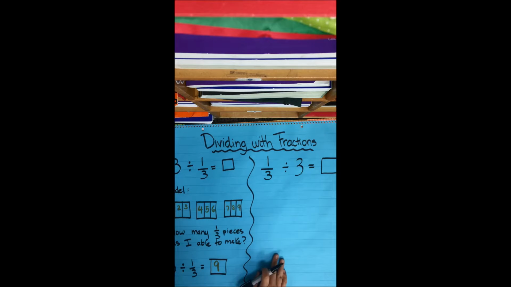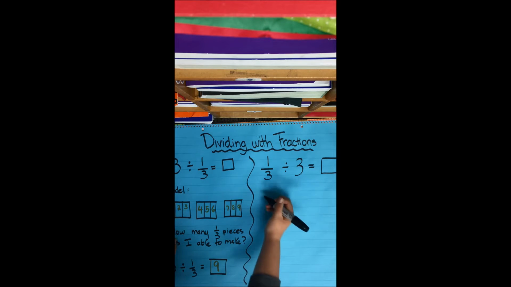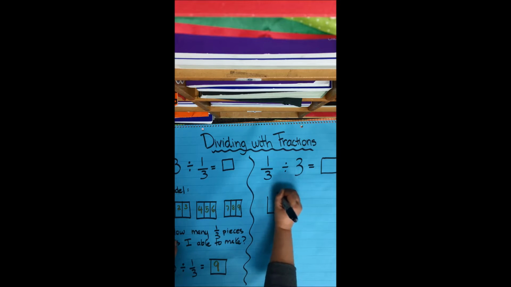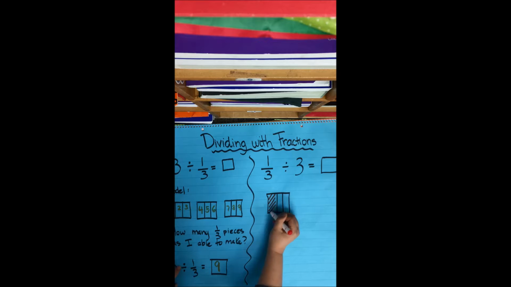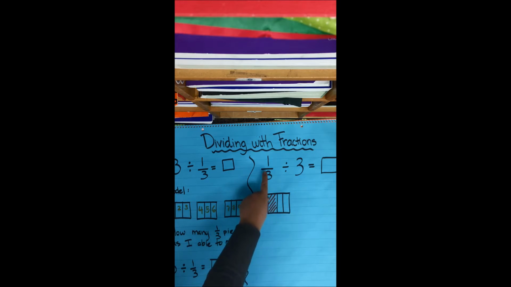Okay, well this is going to start out looking different. I'm going to come over here and I'm going to do my model again, but this time I'm only going to draw 1 whole and I'm going to split it into thirds. Okay, all right, and I'm only going to shade in 1/3, because that's going to represent our fraction here. Now, this literally says I have 1/3 and I'm dividing it into 3 groups.